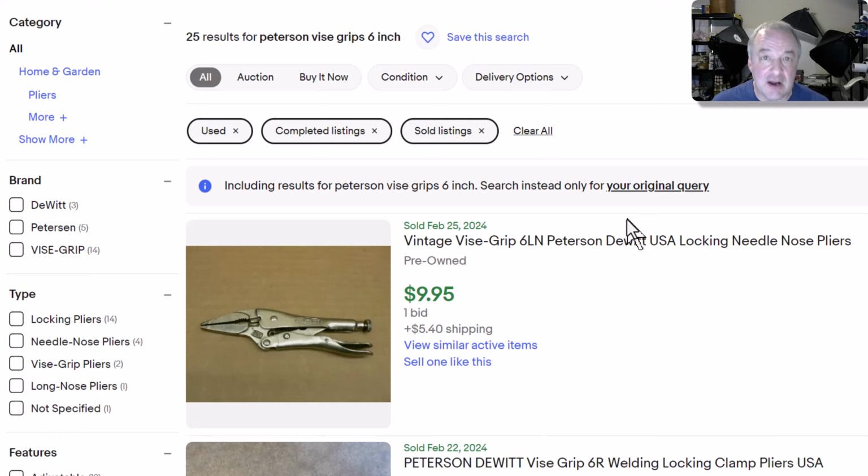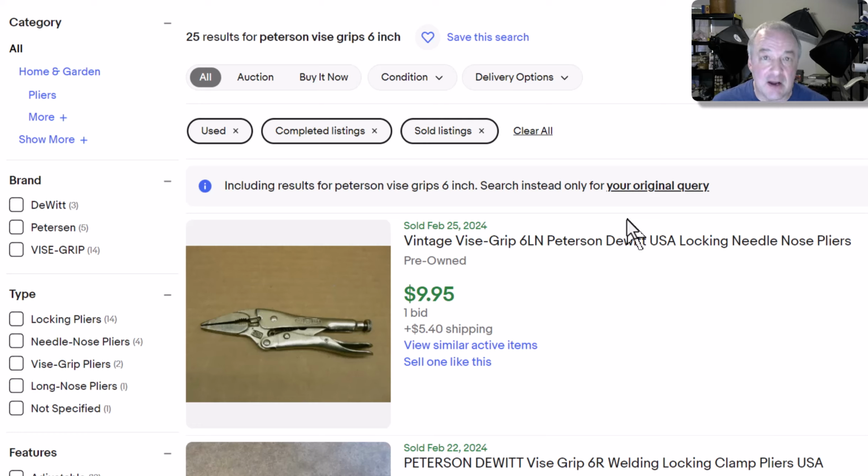You only want to sell in an auction if you have a highly desirable collectible item, and then let the world bid on that item for 7 or 10 days. But for most things like a tool like vice grips, you only want to sell as a buy it now. So I'm going to go down to choose not only used because my item is used, I also want to choose only buy it now listings. That filters out all of the auctions. All of these are buy it now 6-inch vice grips.